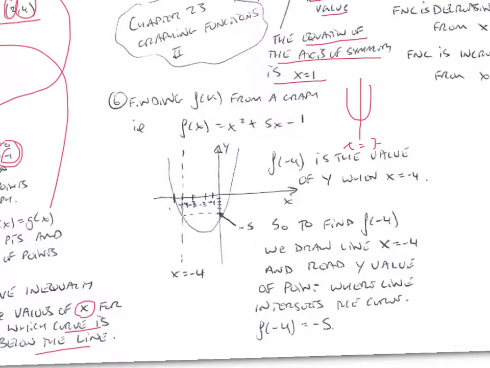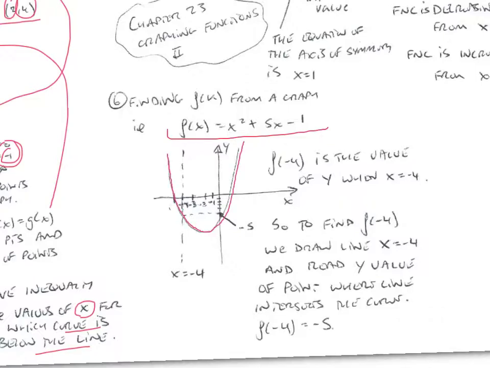Okay. What about finding f(k) from a graph? Let's just do it by example. Finding f(k) from a graph. So let's say we have a function f(x) equals x squared plus x minus 1, and that generates this parabola here. Let's say we're asked to find f(minus 4).